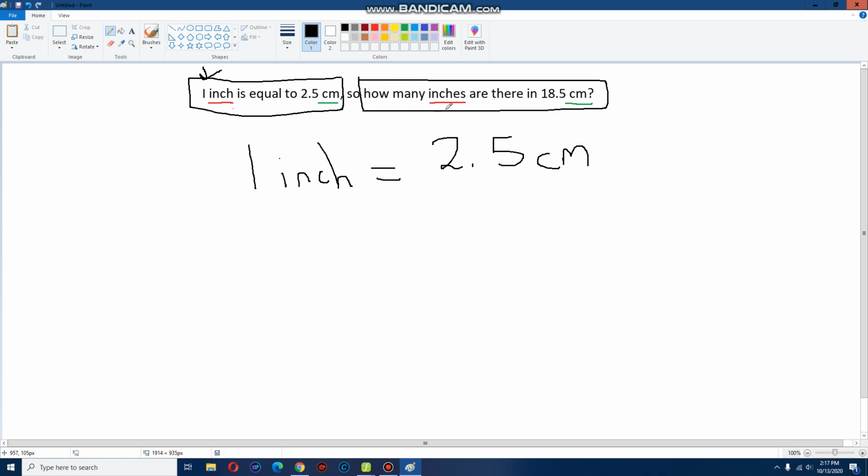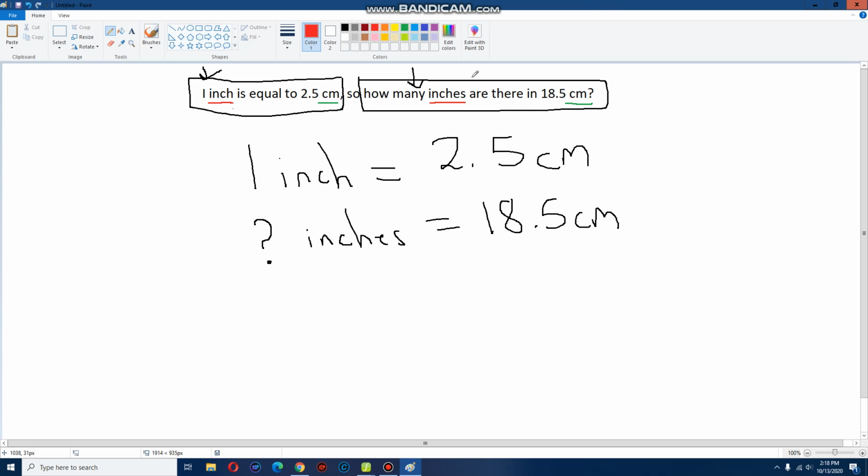Now, how many inches? This is a question. So I don't know how many inches, but I'm just going to put a question mark over here with the unit inches. And again, you put the equal sign. And of course, it says 18.5 centimeters. So I'm going to write 18.5 centimeters here. And there we go. We have set up our problem for the classic cross multiplication technique.